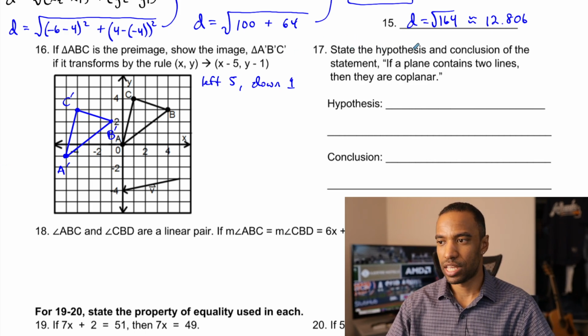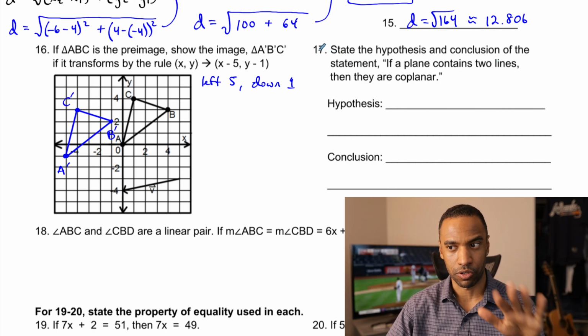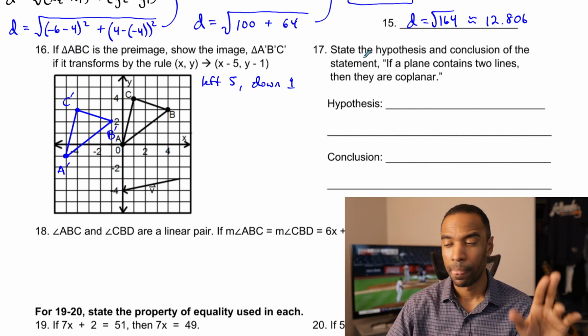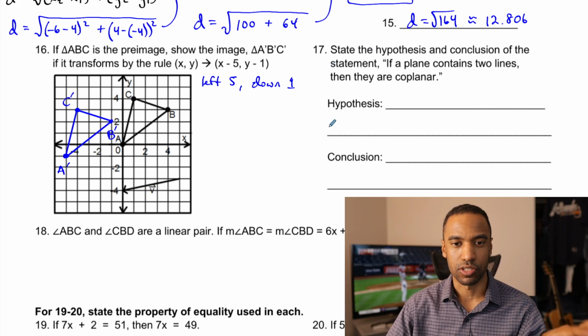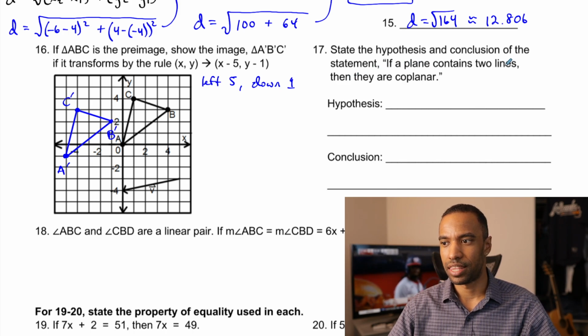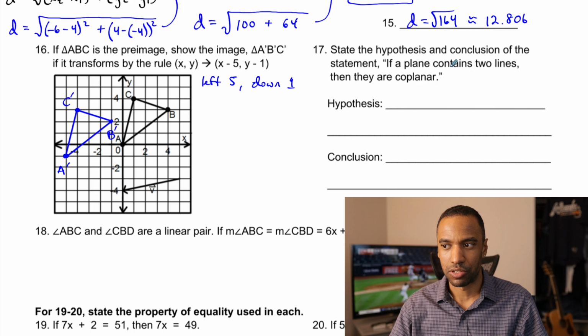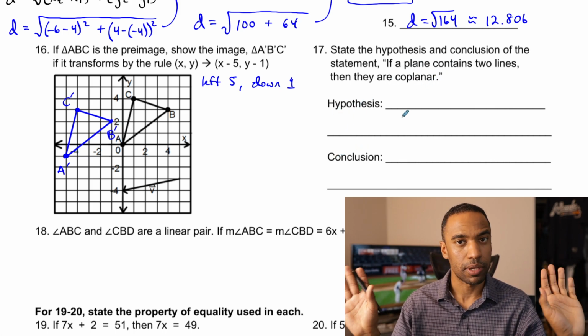All right, number 17: state the hypothesis and conclusion of the statement. If a plane contains 2 lines, by the way, my students are cut off after this problem, after 16. They're done, because this is stuff we'll learn on a different day. If a plane consists of 2 lines, then they are coplanar. Now, I'm not going to really talk about what all this actually means right now, but just the hypothesis and conclusion. This is beyond math.